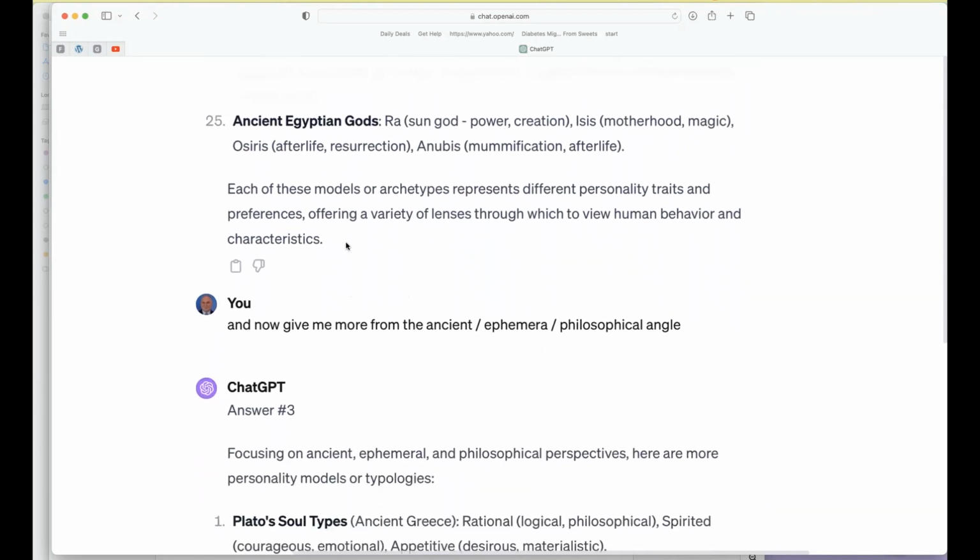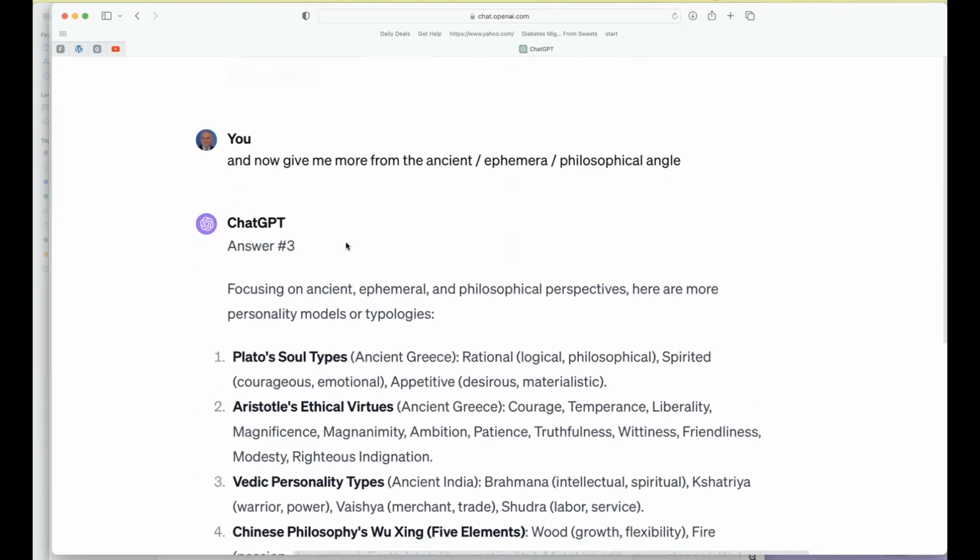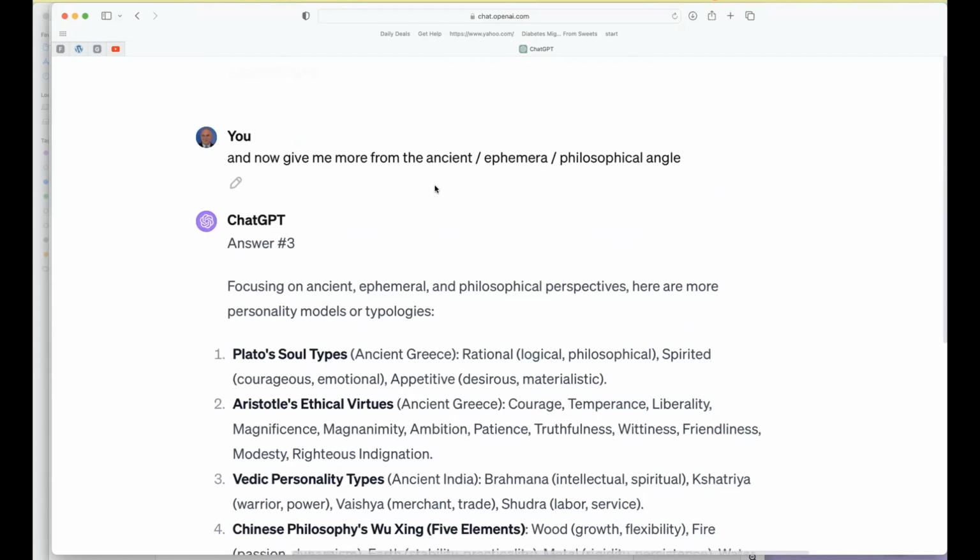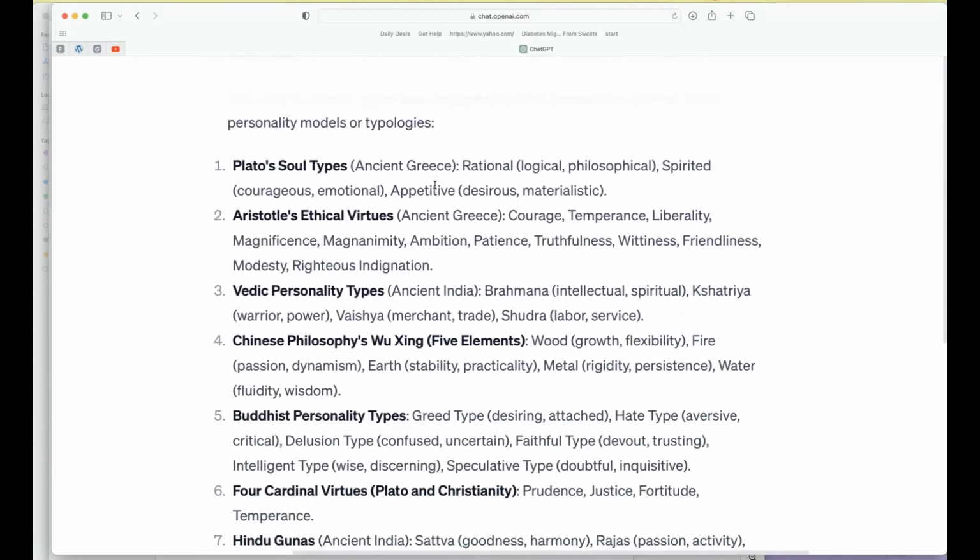We're not. But then I thought, okay, since I'm talking to chat, I said, give me more from the ancient, ephemera, philosophical kind of angles. Plato's soul types. I didn't even know Plato had soul types. So rational, spirited, and appetitive. That's to have an appetite, desirous, materialistic. Aristotle's ethical virtues, courage. Yes, I've heard of that one.